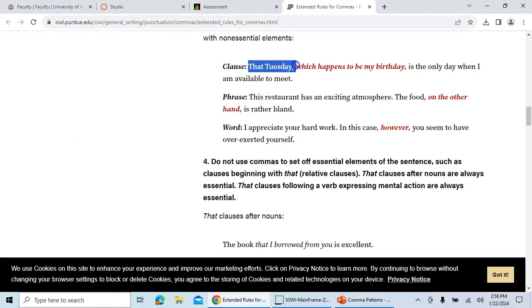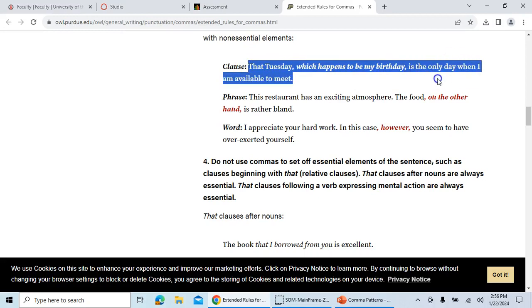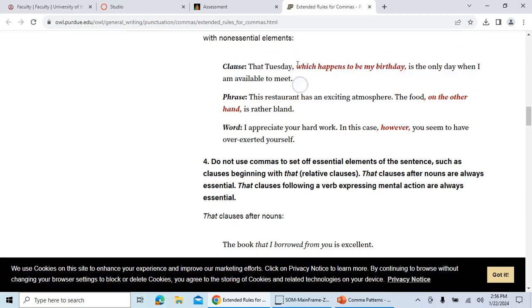That Tuesday, comma, which happens to be my birthday, comma, is the only day when I am available to meet. So, in this case, this is extra information that this person's adding in. We don't need to know that their birthday is that day for the sentence to make sense. It's just telling us that because they probably don't actually want to meet that day, right?